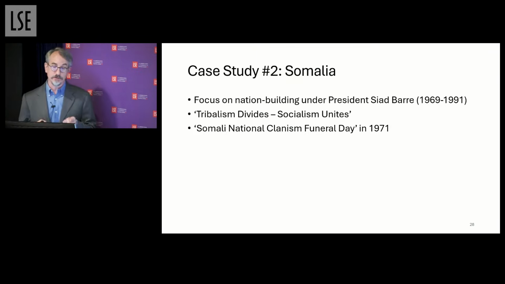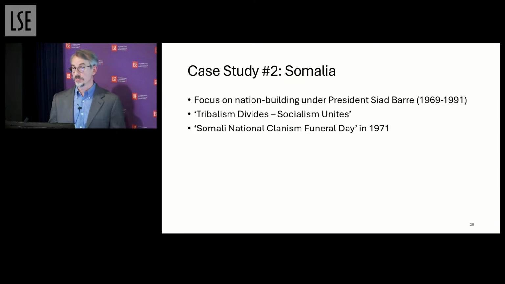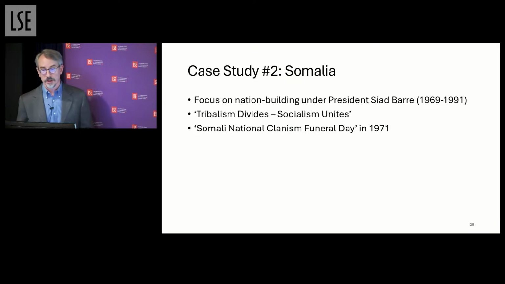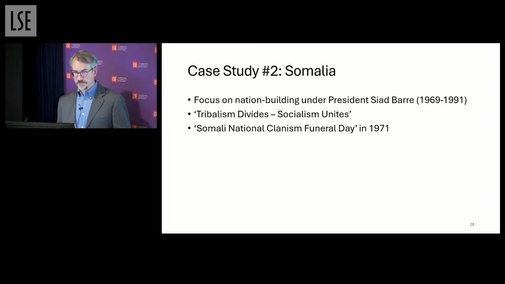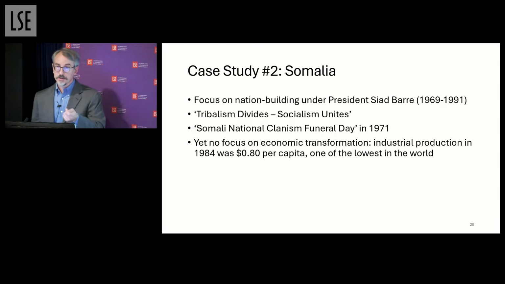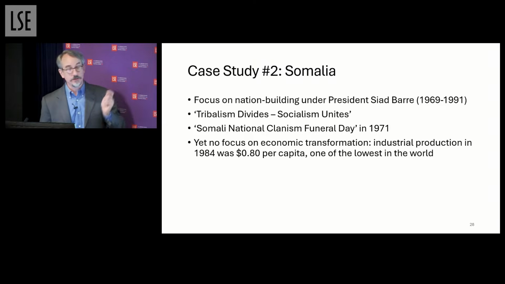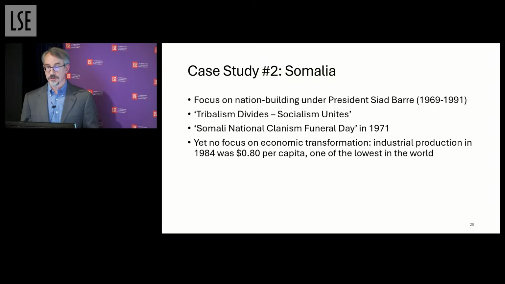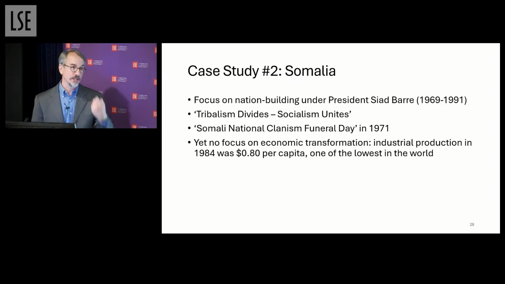He led a massive literacy campaign in the 1970s, which generated huge increases in literacy in Somalia. This is actually quite impressive. But there was very little focus on economic production and economic transformation. Right? Very little interest in actually transforming the Somali economy. Very interestingly similar in many ways to Botswana.